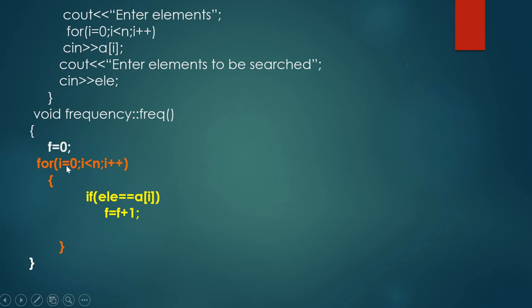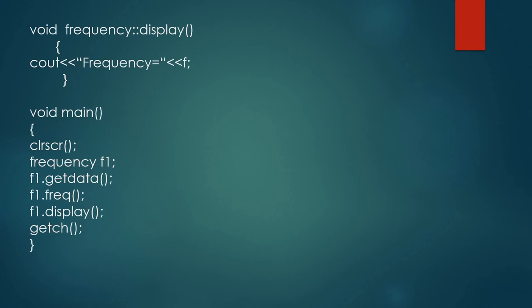Next, the for loop is starting from 0, i less than n. Then the element to be searched is compared with each element. First it is compared with A of 0, then A of 1, A of 2, till n minus 1. Then if ELE is equal to A of i, f is incremented by 1. After completing this for loop, we will get the frequency of that element. In the display function, we are printing the frequency is equal to f.